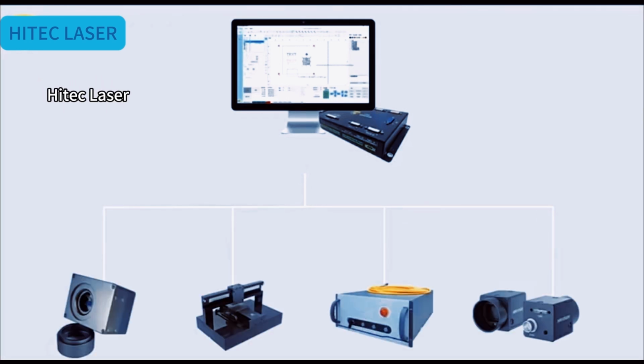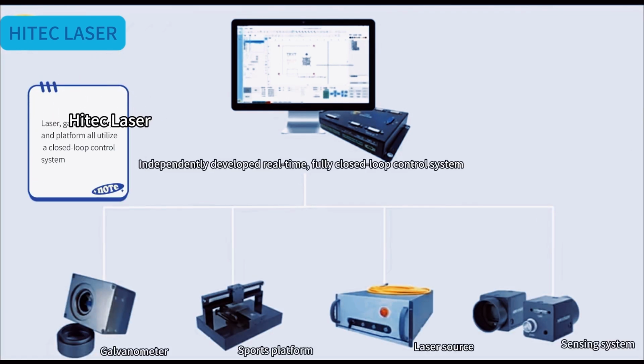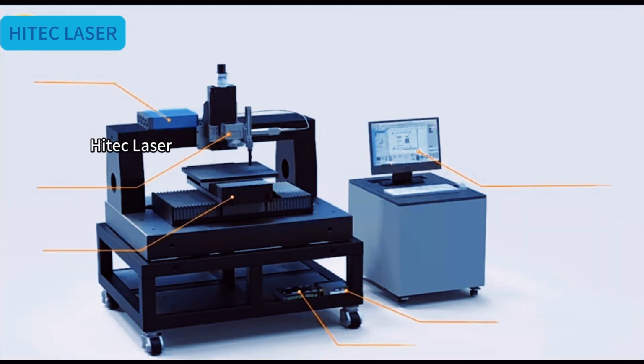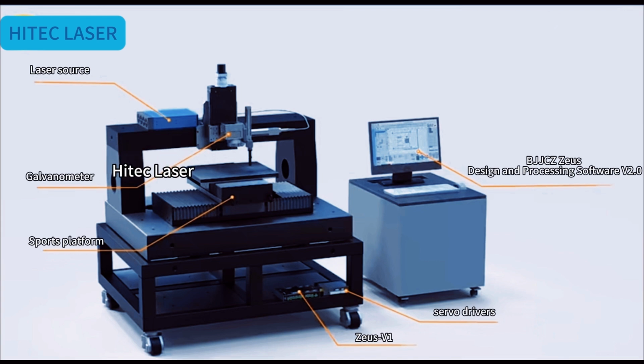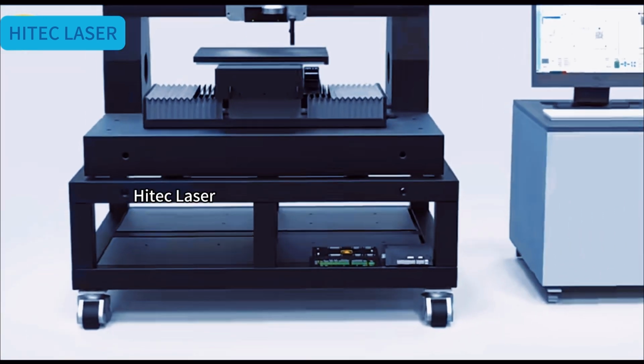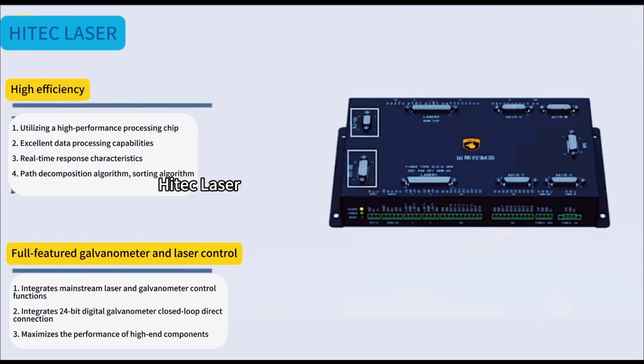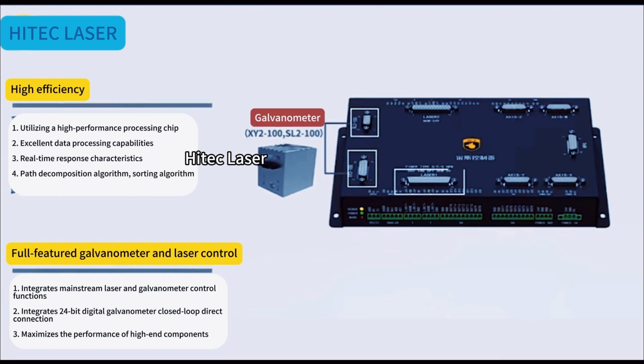HITEC Laser launches a new visual positioning CCD solution for multi-axis laser marking machines, enabling fully automatic detection, alignment, and high-precision marking of metal parts.